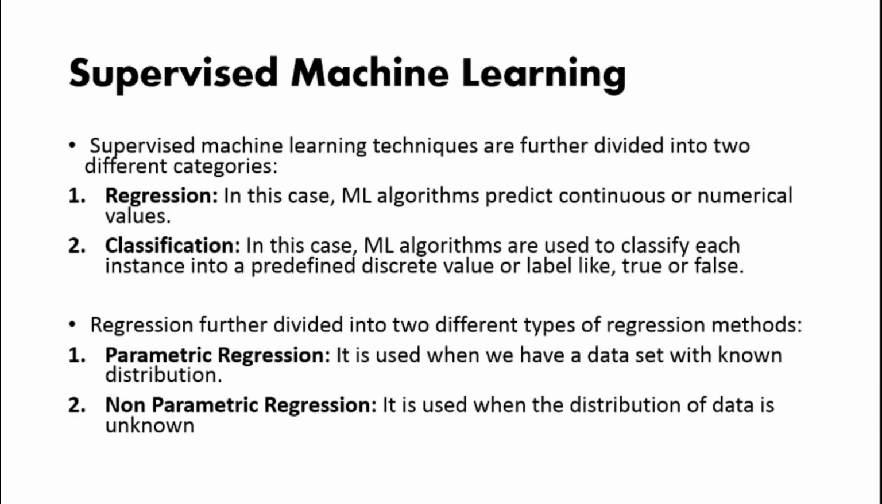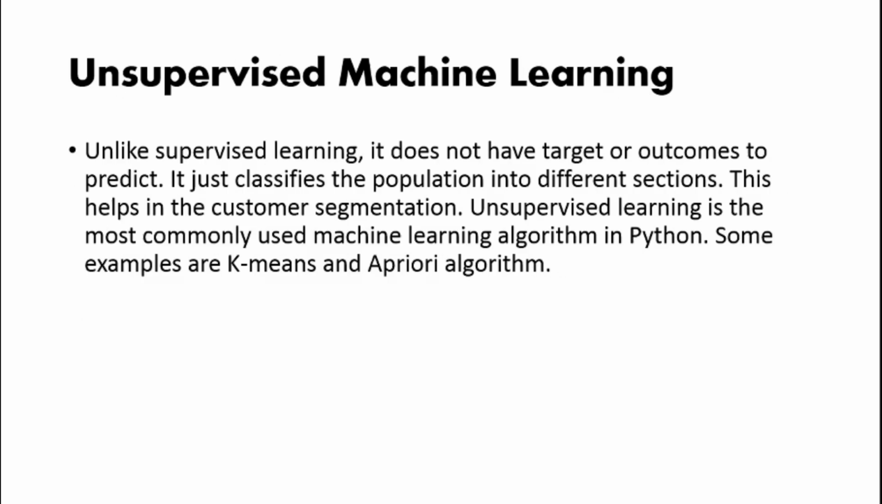Now, regression is also further divided into two different types of methods, parametric regression and non-parametric regression. Parametric is used when we have a data set with known distribution, and non-parametric is used when we have a distribution of data which is not known.